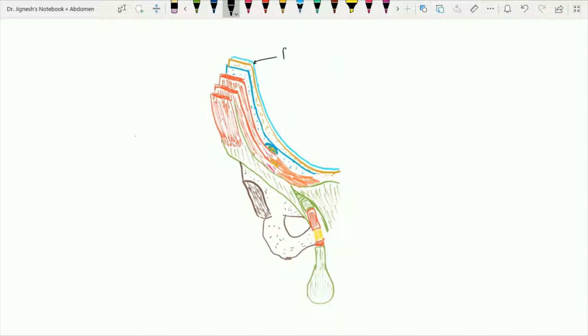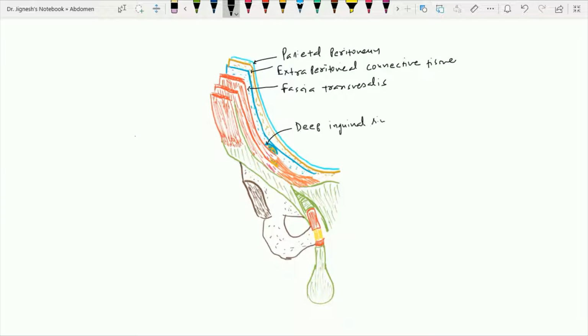It is the parietal peritoneum. Just superficial to it, we find the extraperitoneal connective tissue. Just superficial to it, we find an important fascia, that is the fascia transversalis. And within this fascia transversalis, we find this deep inguinal ring through which the spermatic cord is going to pass.